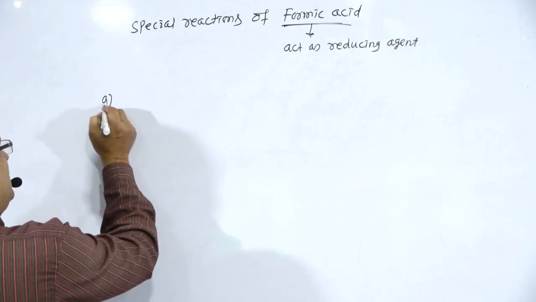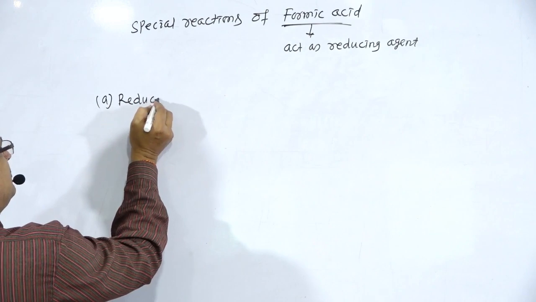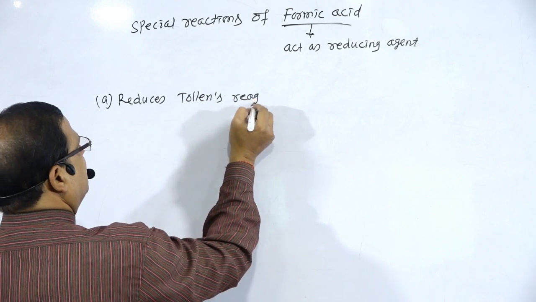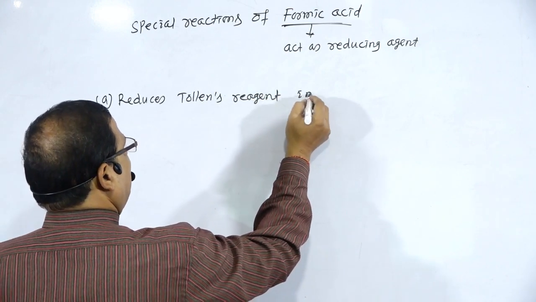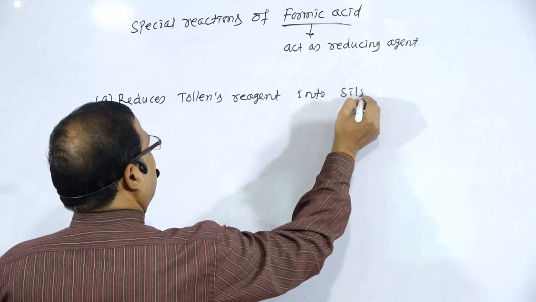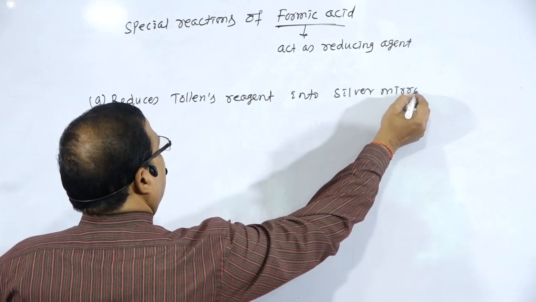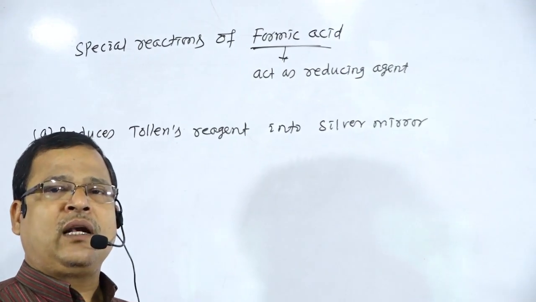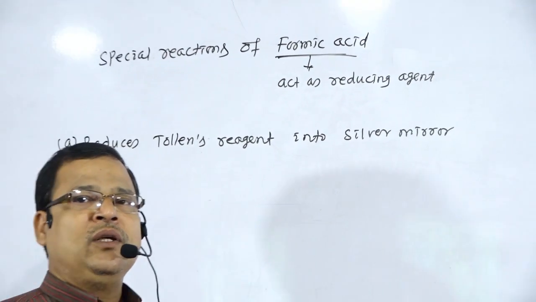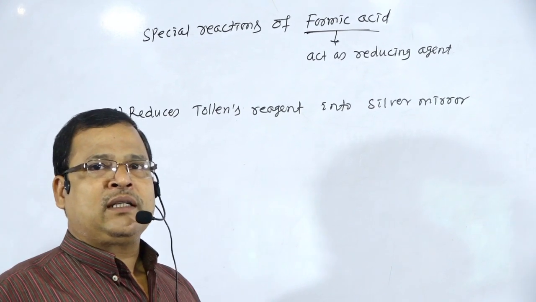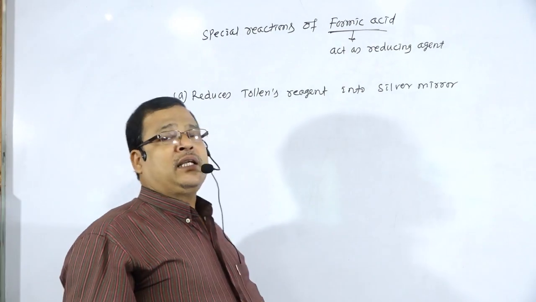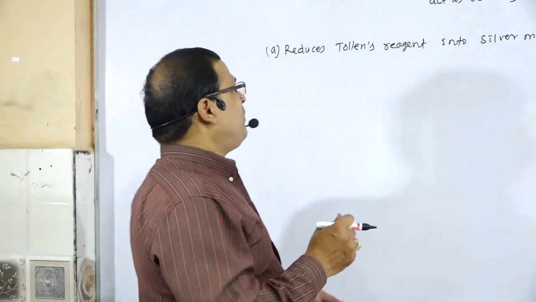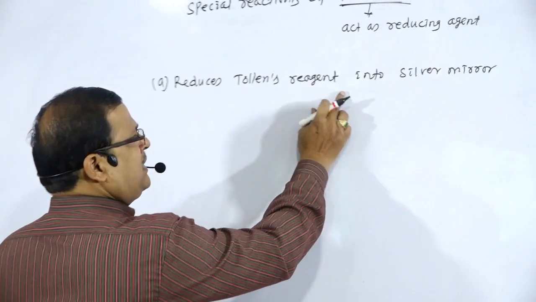For example, it reduces Tollens reagent into silver mirror, and this reaction is not shown by any other acids. So this is the special reaction that will distinguish formic acid from any other acids. Only formic acid, the lactase reducing agent, reduces Tollens reagent, Fehling solution, mercuric chloride, etc., or alkaline KMnO4 to form the products. So it reduces Tollens reagent into silver mirror.